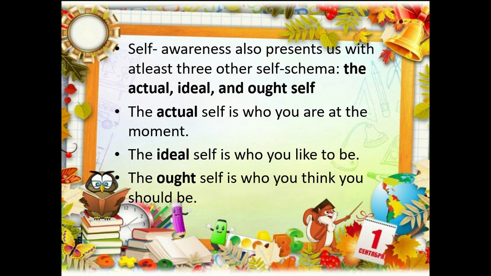Now, self-awareness also presents with at least three other self-schema. We have the actual, ideal, and ought self. The actual self is who you are at the moment. The ideal self is who you would like to be. The ought self is who you think you should be.